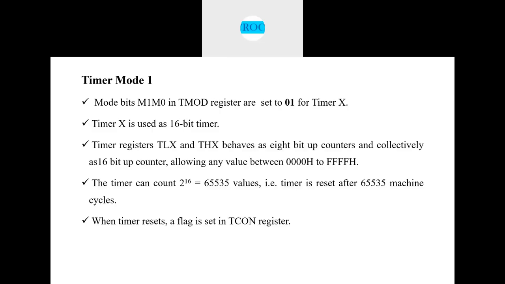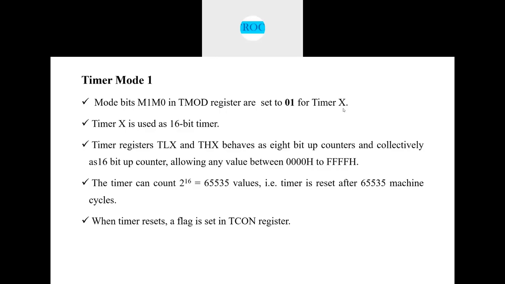The next is timer mode 1. What is timer mode 1? As I said, all 16 bits are used to count the number of clock pulses. And we know that in order for the timer to work in mode 1, the M1 and M0 bits in the TMOD register are set to 0 1 for timer X.